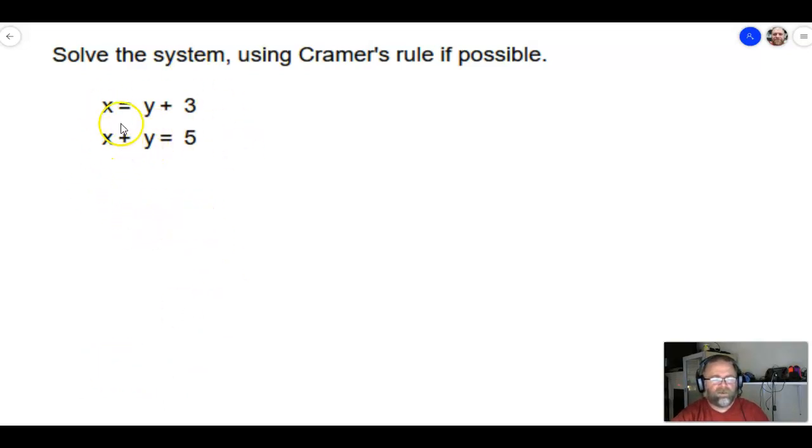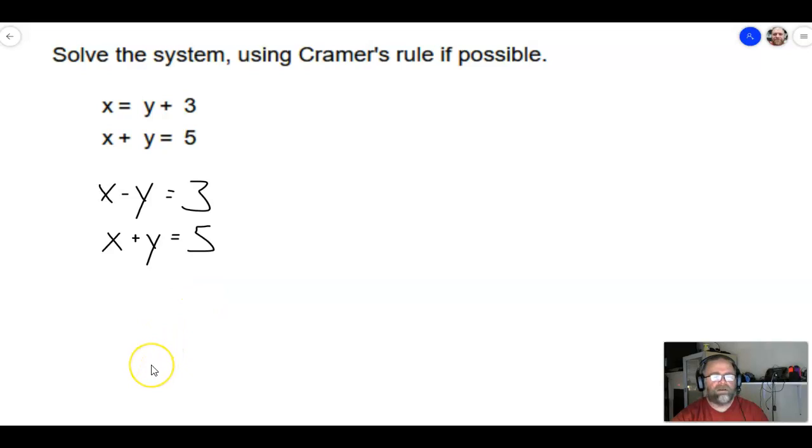So the first thing is we want to put both of these equations in standard form. Standard form is ax plus by is equal to c. Basically, we put our x's first, our y's next, and then our equal sign, and then our numbers or scalars, constants, on the other side. So for this first one here, if I subtract y from both sides, I'm going to get x minus y is equal to 3. And for the second equation, that's already in the standard form for us. x plus y is equal to 5.